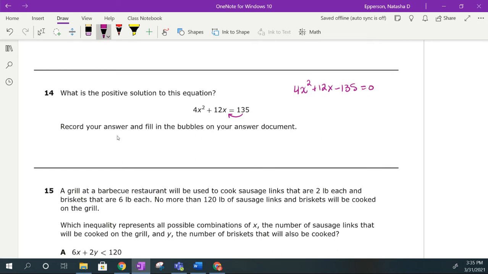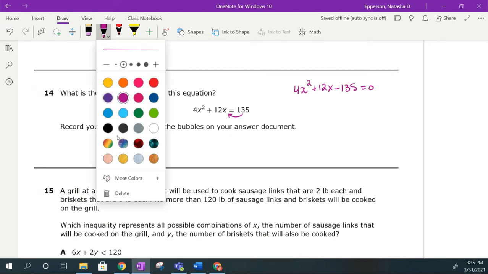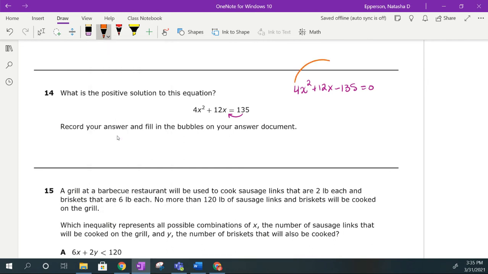I want to see if I can divide 135 by 4. I can't, so I'm going to have to go ahead and solve this. I'm going to solve this by doing what's called slip and slide. That means I'm going to move the 4 with the 135. So this becomes 4x squared.